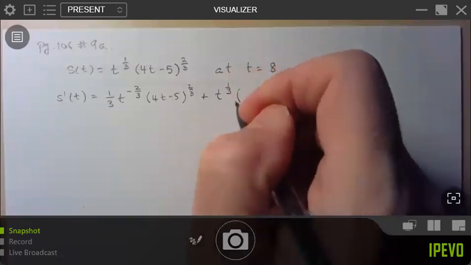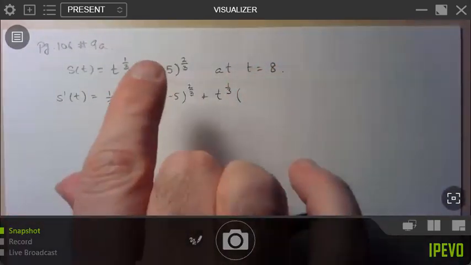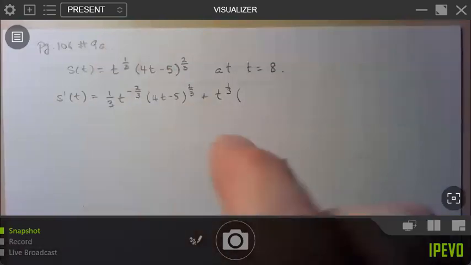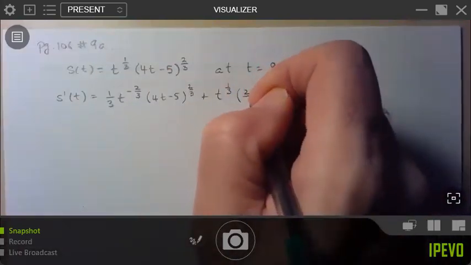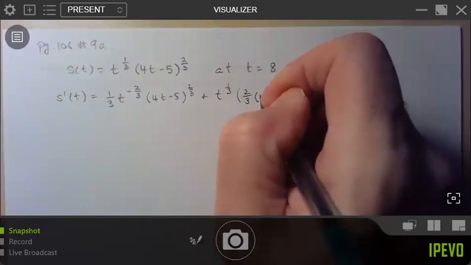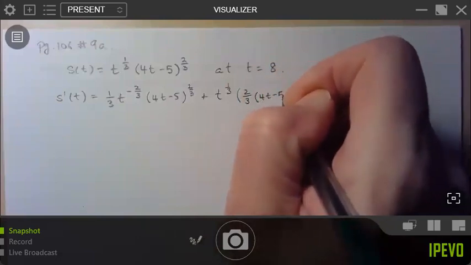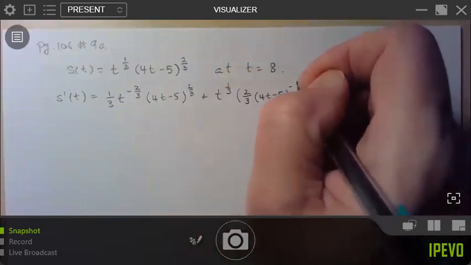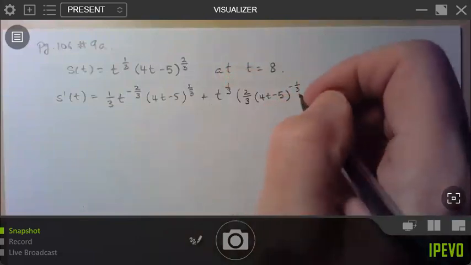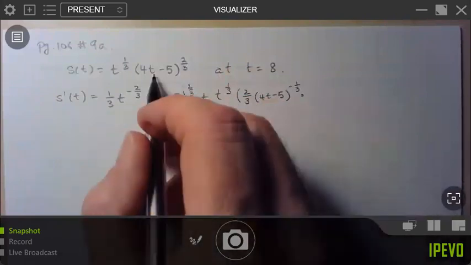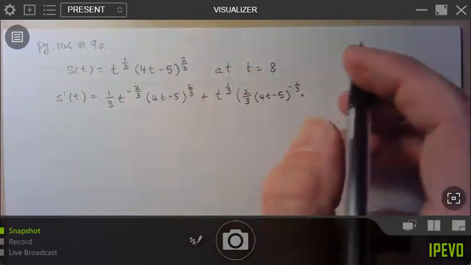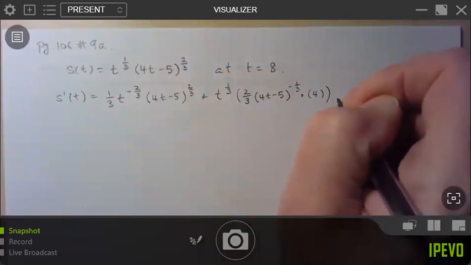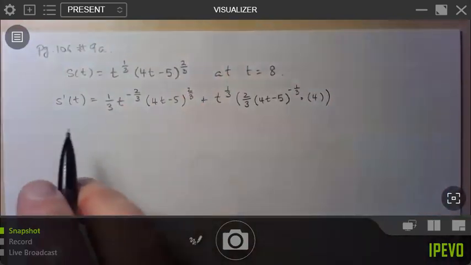And so now we're going to have to use the chain rule. If I think of this as u, what's the derivative of u to the 2/3? It's 2/3 times u, which is 4t minus 5, to the power 2/3 minus 1, which is negative 1/3. And then times the derivative of u, 4t minus 5, which is just 4. Okay, so any issues with the derivative?